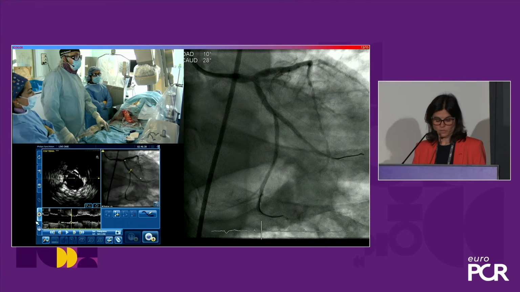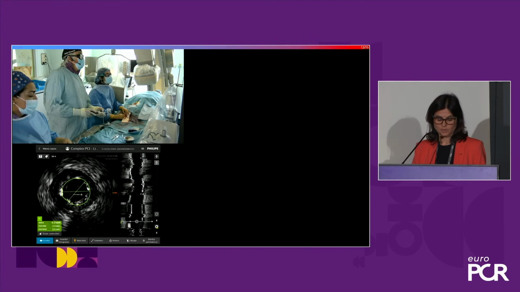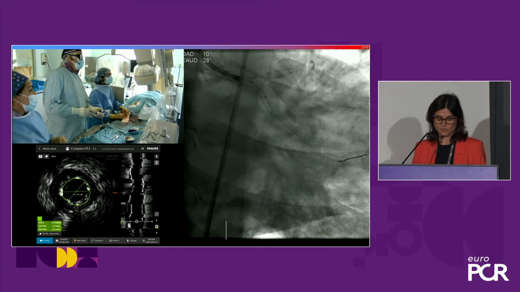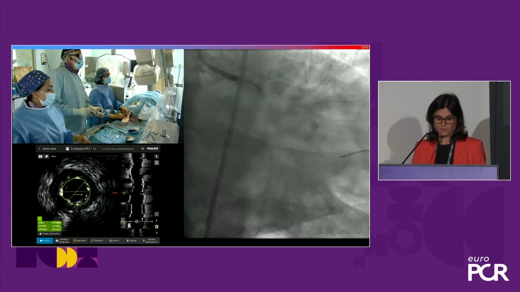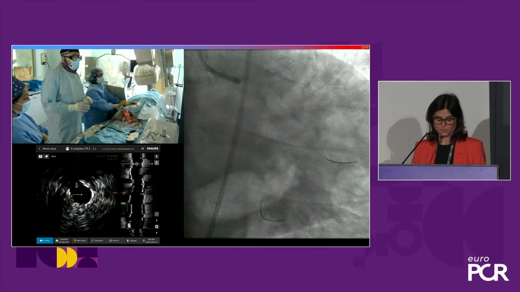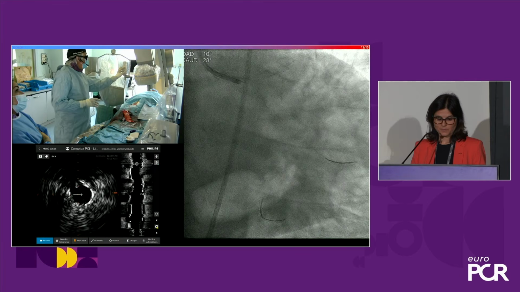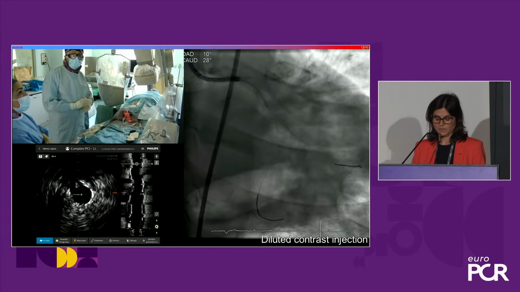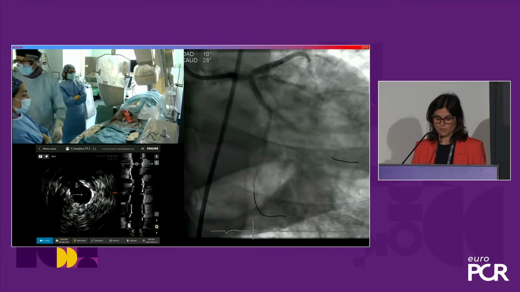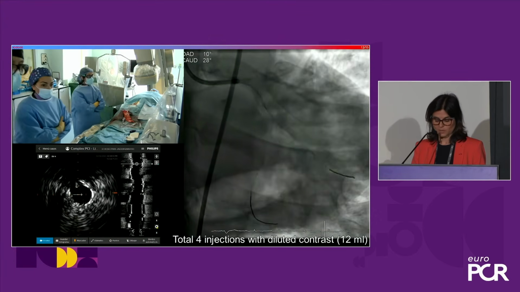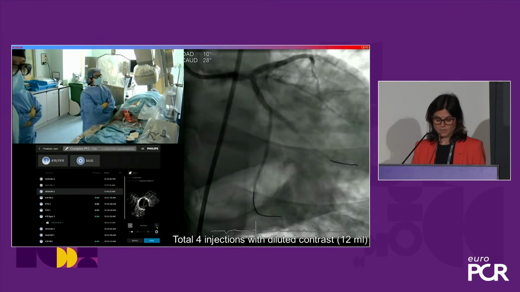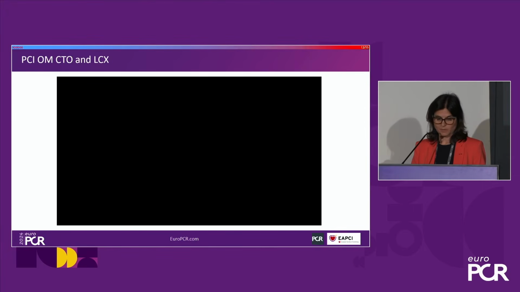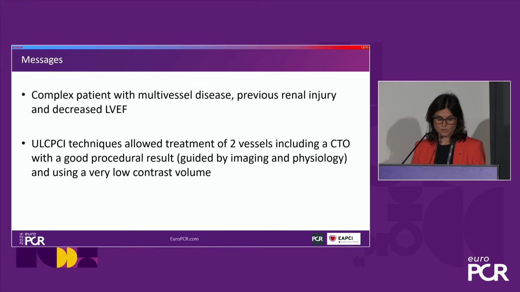This is a co-registration again of the IVUS, using, in this case, one diluted contrast injection. That was the last one of the procedure. So you can see this is the final result and the final injection. In total, 4 diluted contrast injections, 12 milliliters, and this is the final result in the circumflex marginal.